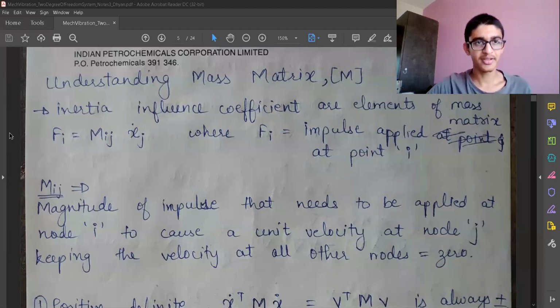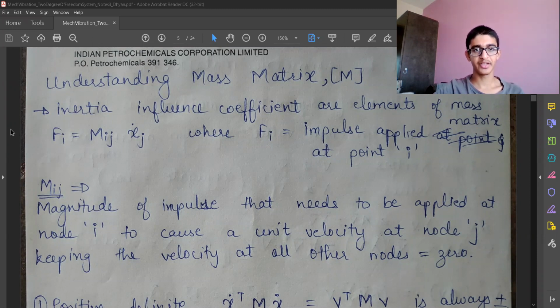Okay, so we have understood the general representation for multi-degree of freedom systems. Then we understood the semi-definite, positive definite, and negative definite matrices. And at the last, we have seen the details of the stiffness matrix. Now we'll see the detailed understanding of the mass matrix.